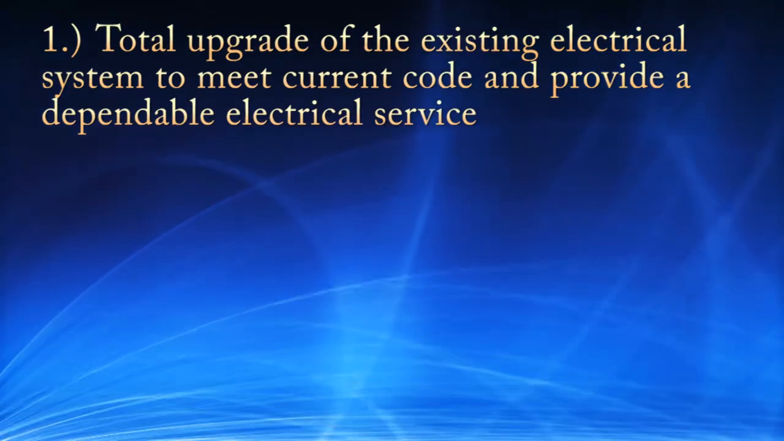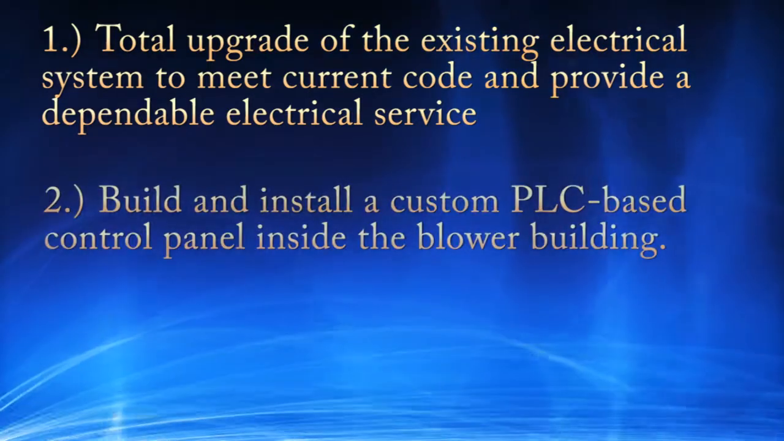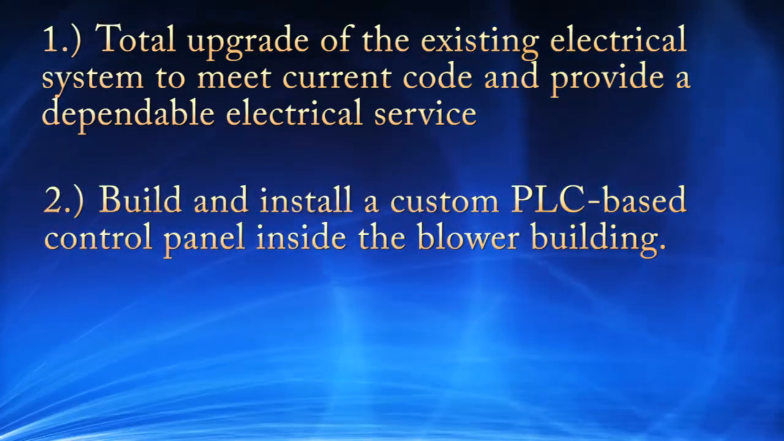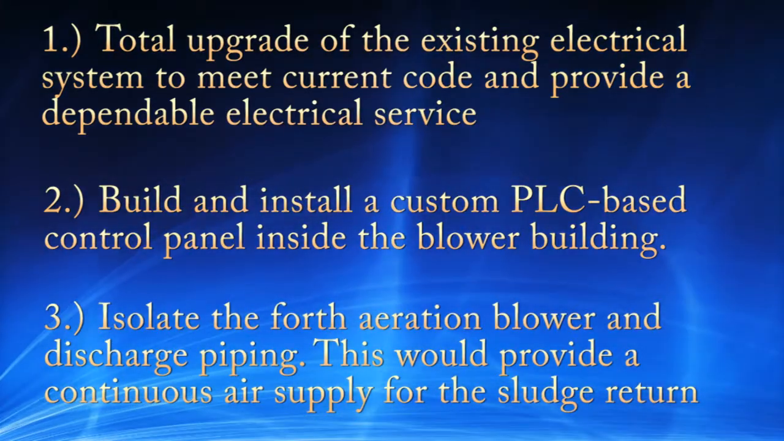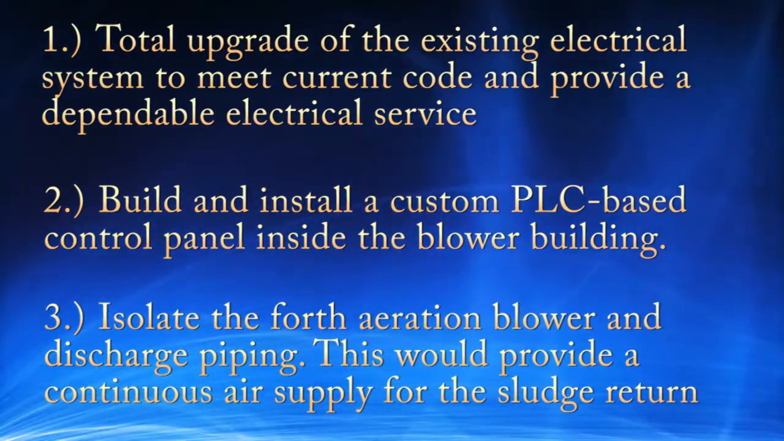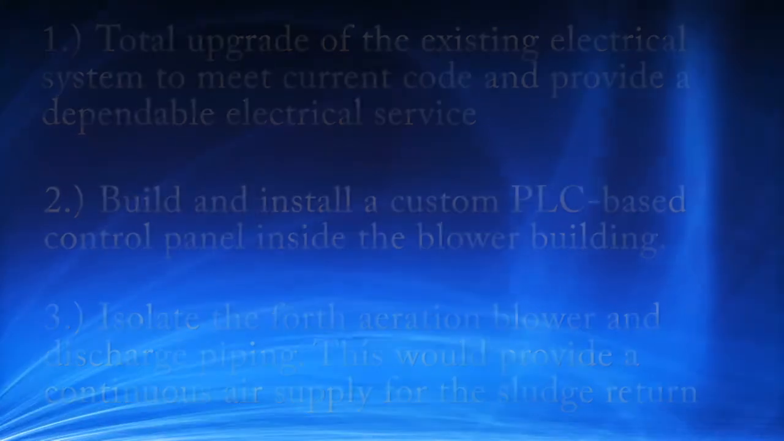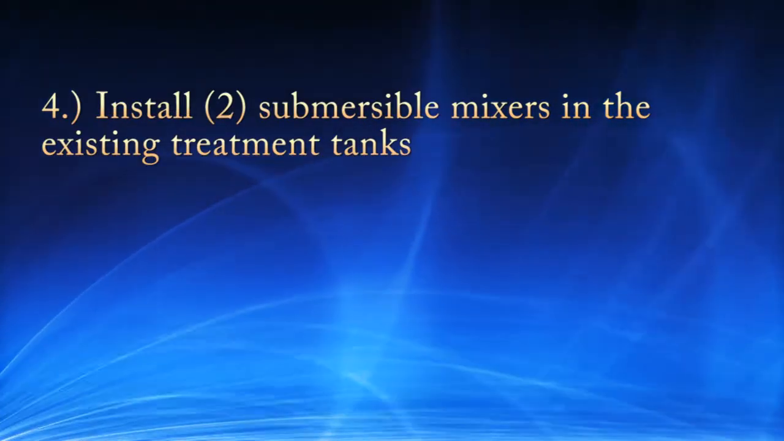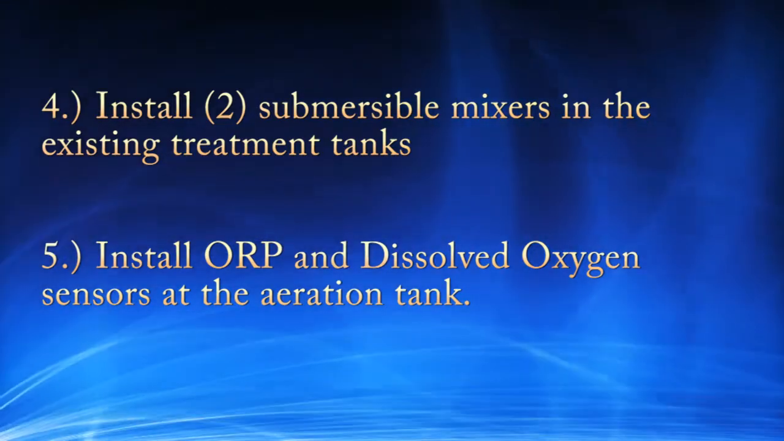The proposed ORP installation was to require the following equipment alterations and/or additions. Total upgrade of the existing electrical system to meet current code and provide a dependable electrical service. Build and install a custom PLC-based control panel inside the blower building. Isolate the fourth aeration blower and discharge piping. This would provide a continuous air supply for the sludge return pumps from the clarifier. Install 2 submersible mixers in the existing treatment tanks, and install ORP and dissolved oxygen sensors at the aeration tank.